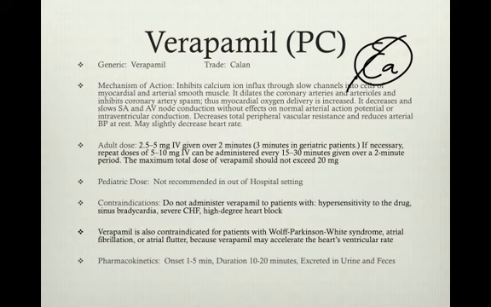Decreases the total peripheral vascular resistance, which means vessels that are all squeezed down, it dilates them out. Adult dose in this, very slowly, 2.5 to 5 milligrams IV given over 2 minutes, 3 minutes in the geriatric patient. If necessary, a repeated dose of 5 to 10 milligrams IV can be administered every 15 to 30 minutes, given over 2-minute periods. Maximum total dose of verapamil should not exceed 20 milligrams. The pediatric dose is not recommended in the out-of-hospital setting.